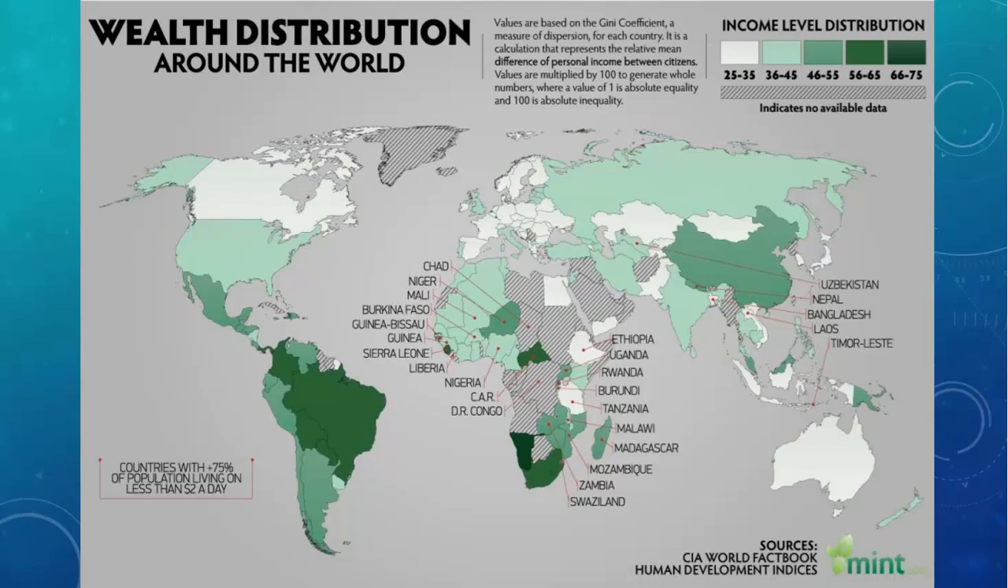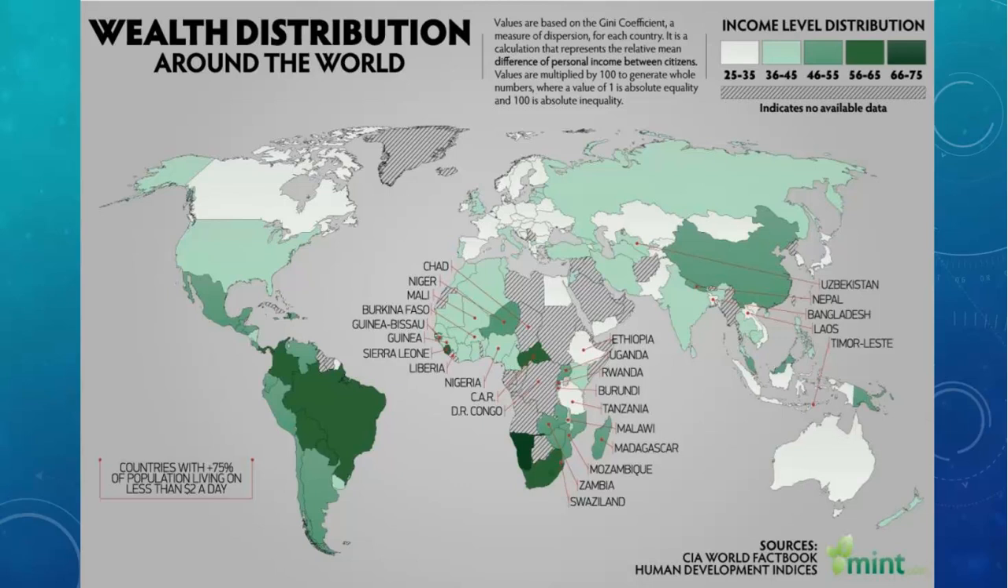Values are multiplied by 100 to generate whole numbers, where a value of 1 is absolute equality, where everybody makes the same amount of money, and 100 is absolute inequality. It'd be nice if they gave you an example of that. Does that mean one person owns everything and the rest of the people own nothing? I guess that's probably about what it is. So in general, higher numbers, darker color, greater disparity of wealth.